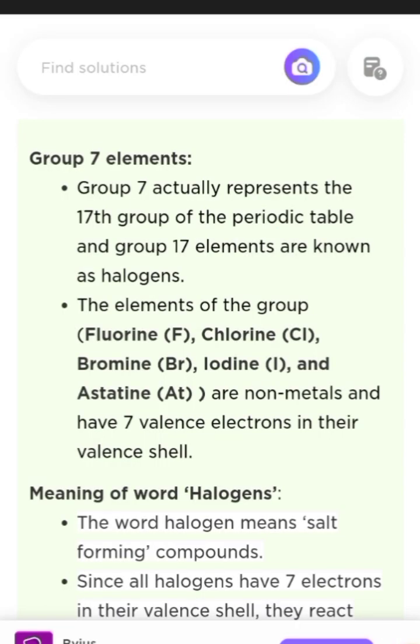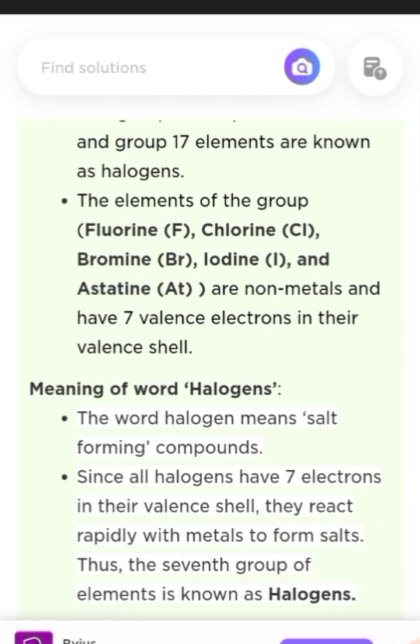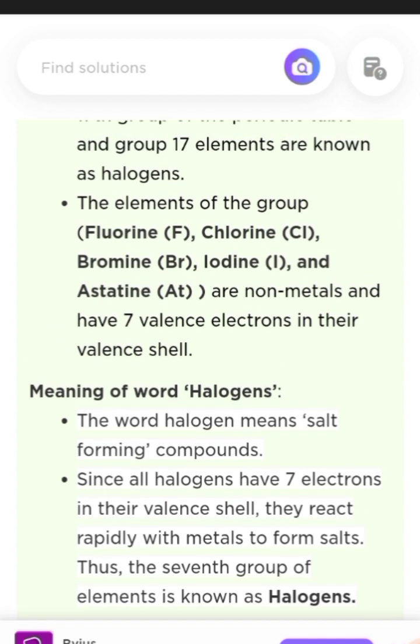And these are the group 7 elements. This is group 17, and they are called the halogens. They are the halogens like fluorine, chlorine, bromine, iodine, and astatine. They are all non-metals and have 7 valence electrons in their outer shell. The word halogen means salt-forming compounds. Take note of that, and so on.